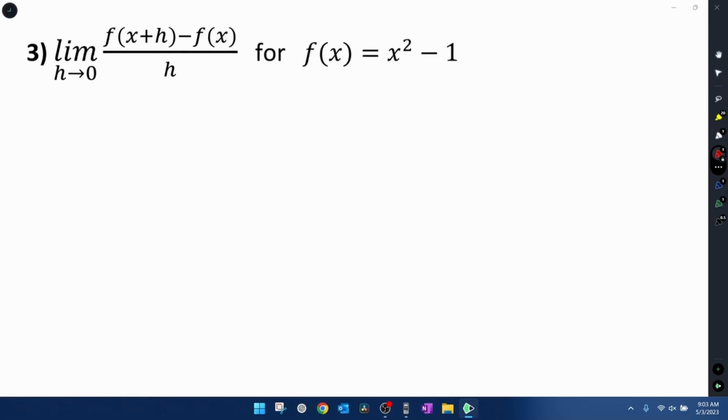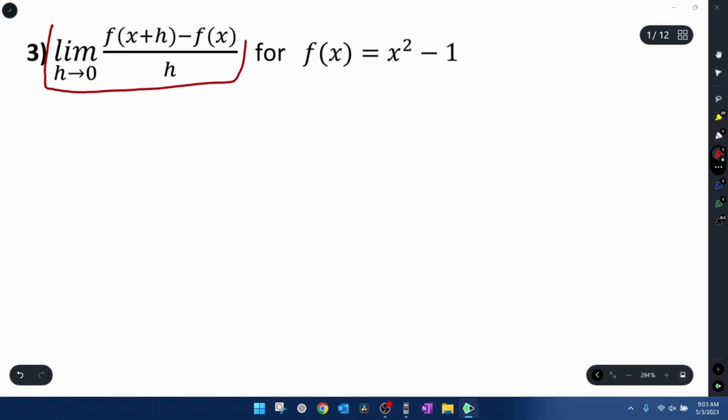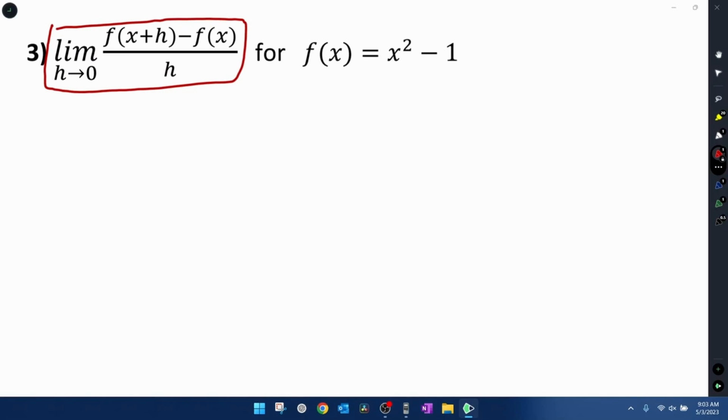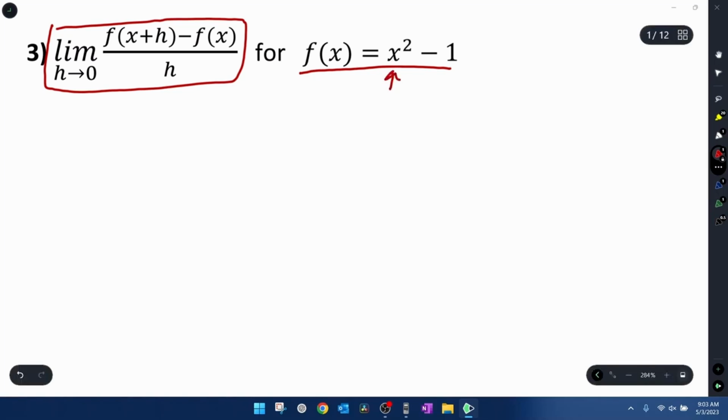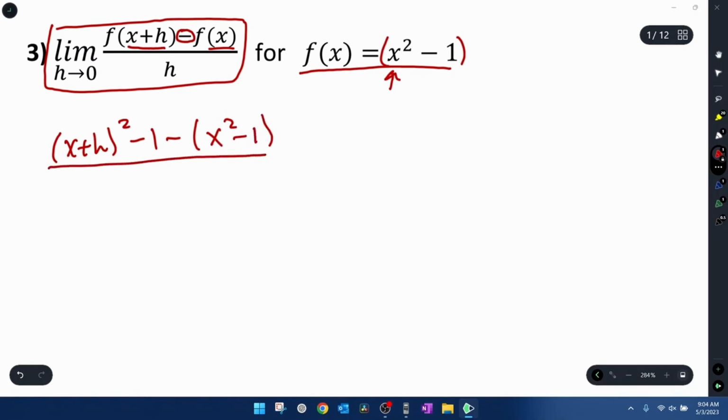Next, number 3, we have the definition of derivative. We want to find the limit as h goes to 0 of the difference quotient given this function. And the first step is to replace every x in f of x with x plus h. So that'll give us x plus h quantity squared minus 1. Next, we need to subtract the original function, which is just x squared minus 1. And that is all divided by h.